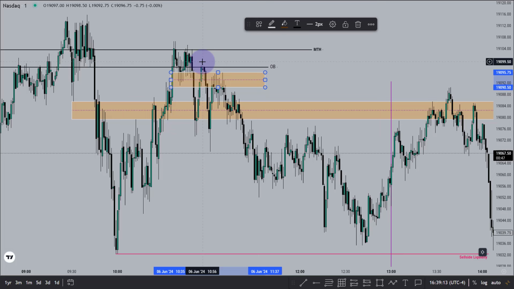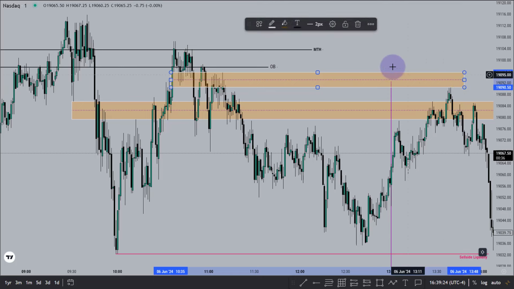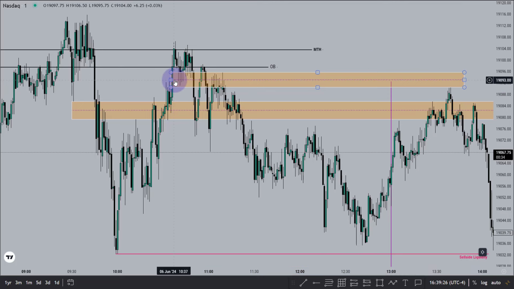Why did the run go around that area? Go to your 15-second chart, you will get the precision of why it fell from there. Okay, so I'm going to mark this one and extend it to my right. This is called the inversion fair value gap. This high failed to take that high. This is going to be my inversion fair value gap.